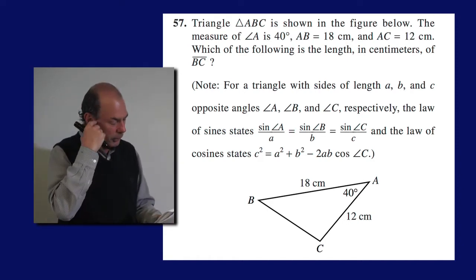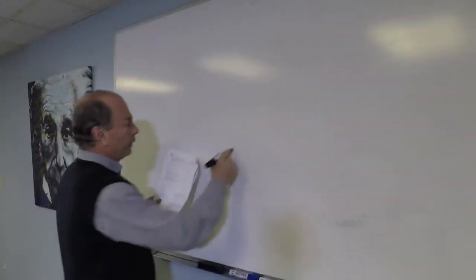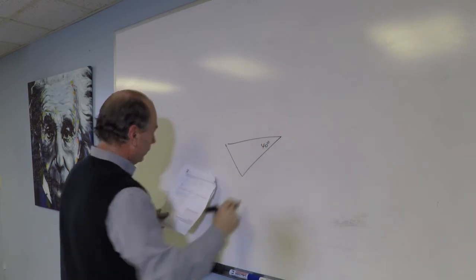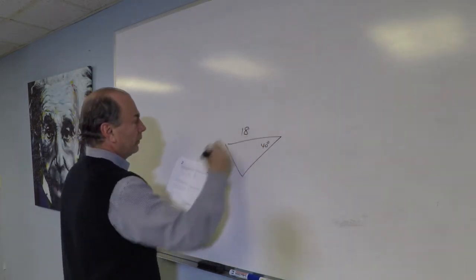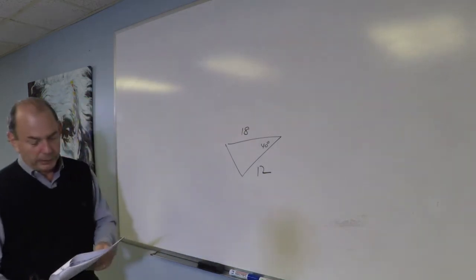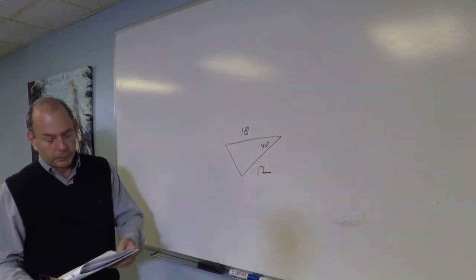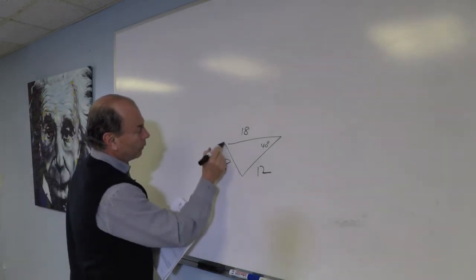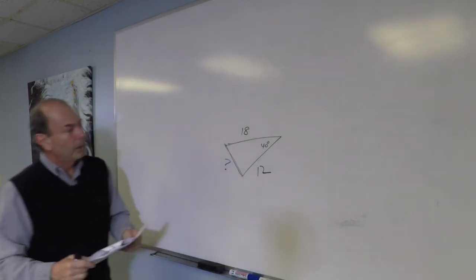And so here is the triangle. So this is 40 degrees. This is 18 centimeters. This is 12. Okay. And the question was, which of the following is the length of BC? What they wanted was that length. Okay. All right.